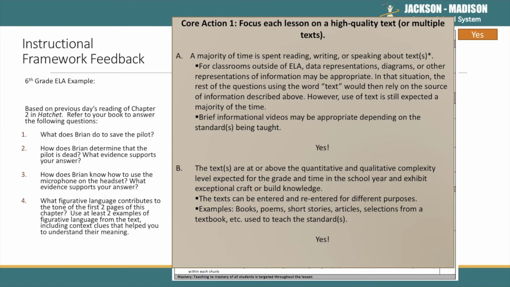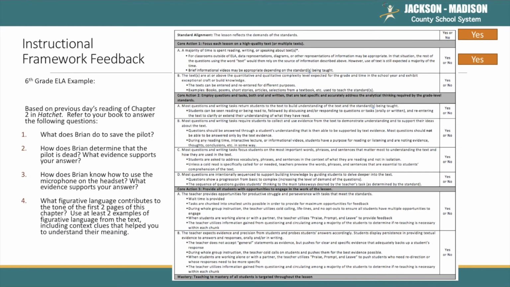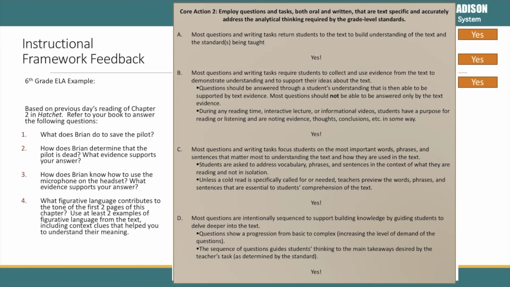Next, in Core Action 1, we would ask ourselves if the texts are at or above the quantitative and qualitative complexity level expected for the grade level at this time in the school year. In this case, the answer would be yes. Next, we would look at Core Action 2.